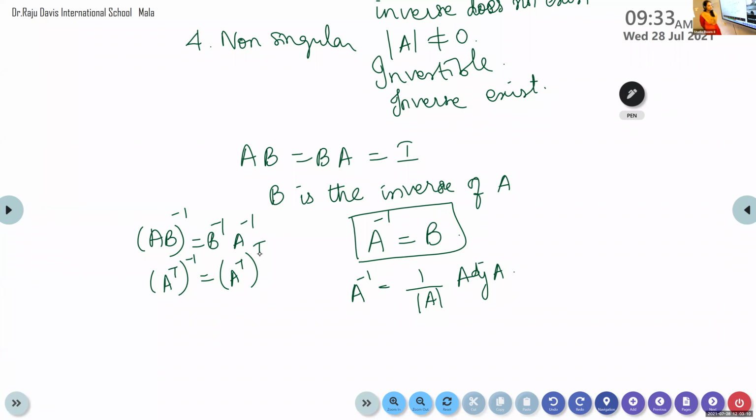Is it or not? Then the determinant of adj A is the determinant of A raised to n minus 1, isn't it?